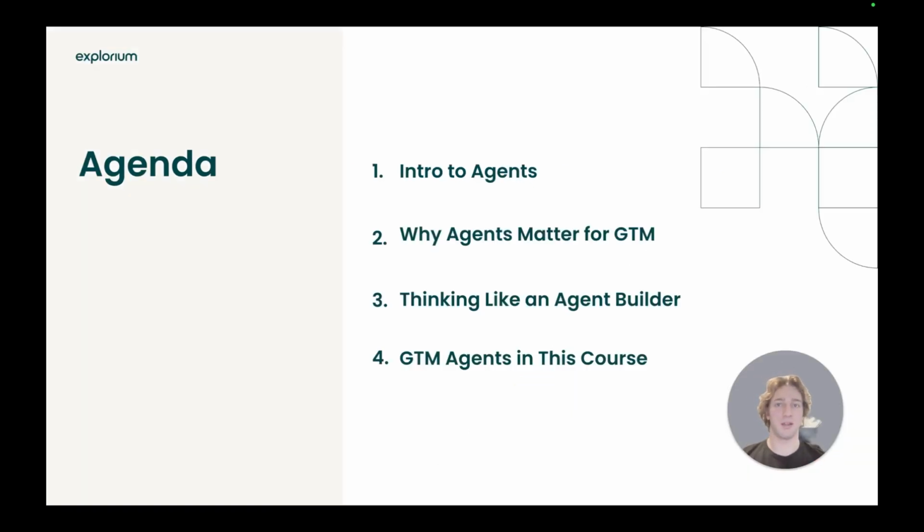Now, specifically on the agenda today, we have 4 main sections. We're going to start off with the fundamentals, talking about what agents actually are. We will then talk about why go-to-market teams specifically need AI agents. We're going to then talk about how to think like an agent builder and get into that mindset. And lastly, we're going to preview the 5 agents that you will all be building in this course.